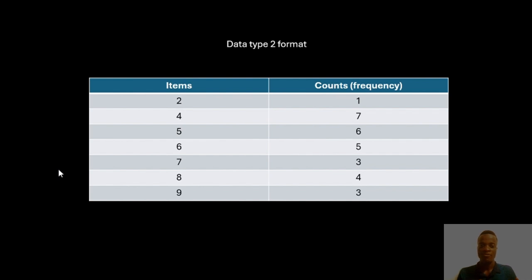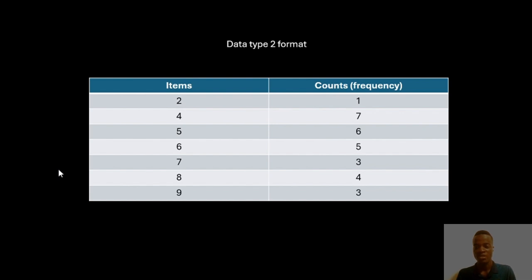So the first item we have here is item 2, then item 4, item 5, 6, 7, 8, 9. These are the items we have here. This could have been the name of a place, Accra, Kumasi, or whatever, but because for our scope of learning we want to focus on numerical data, the items are going to be numbers mostly. So the data comes in a table in the format of items against count or frequency.